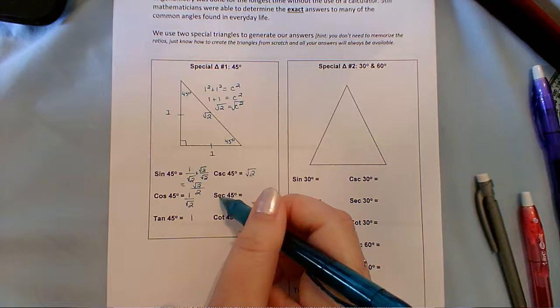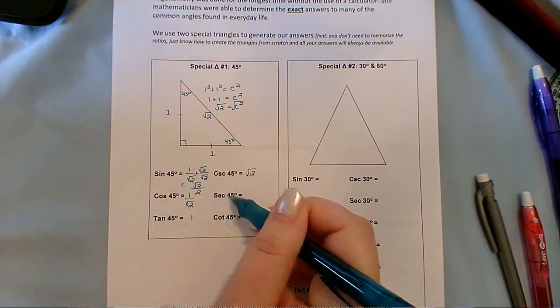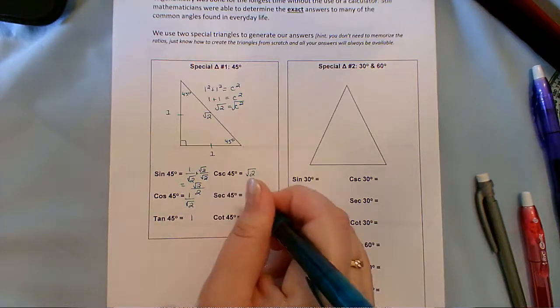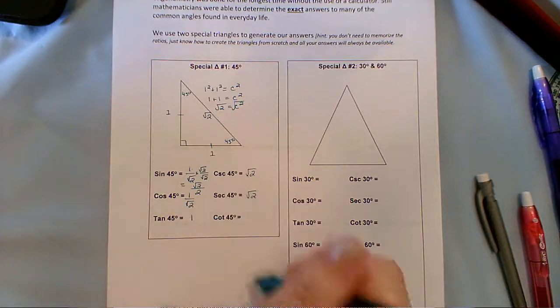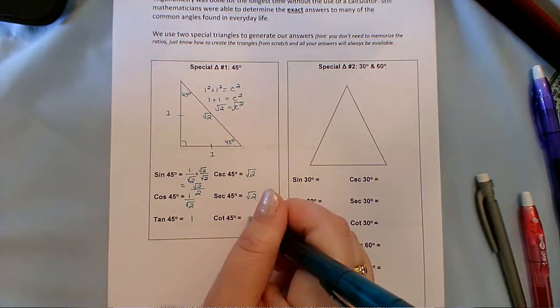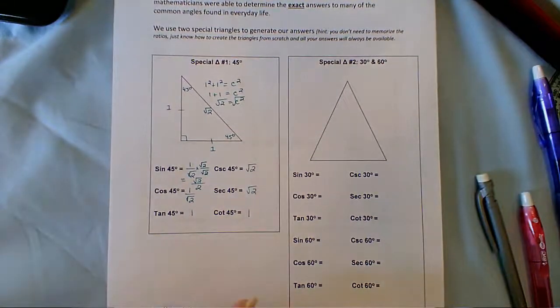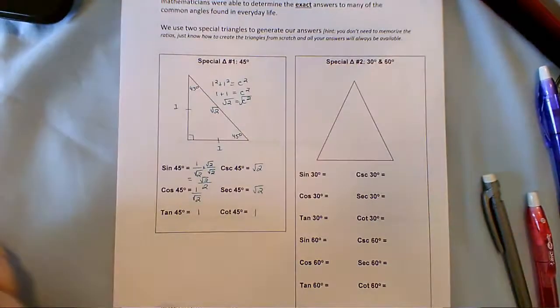Same with secant. Secant is the reciprocal of cos, right? C goes with S. So if we flip or reciprocate cos of 45, we just get root 2. And the reciprocal of tan will give us cot. So cot 45 is the reciprocal of 1, which is just 1. So these are our exact values for the 45-degree angle for sine, cos, tan and its reciprocals.